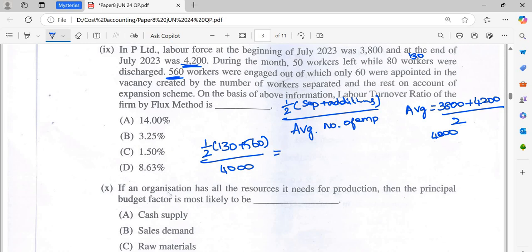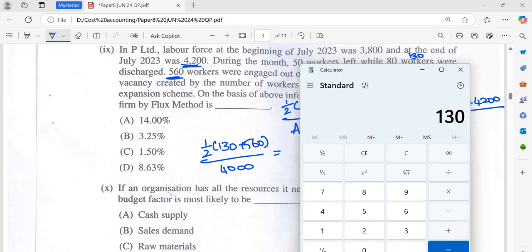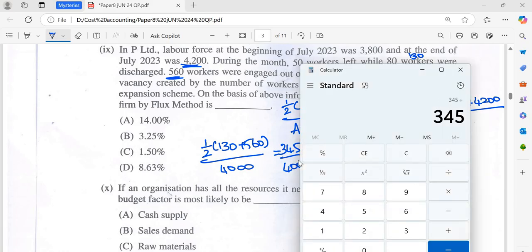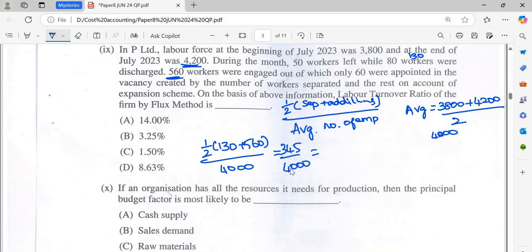So 130 plus 560 divided by 2, I will have 345. So 345 divided by 4000, into 100, I get 8.63 percent. So option D is the right answer.